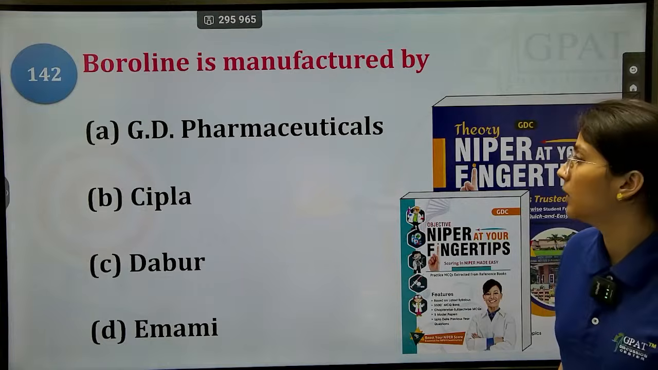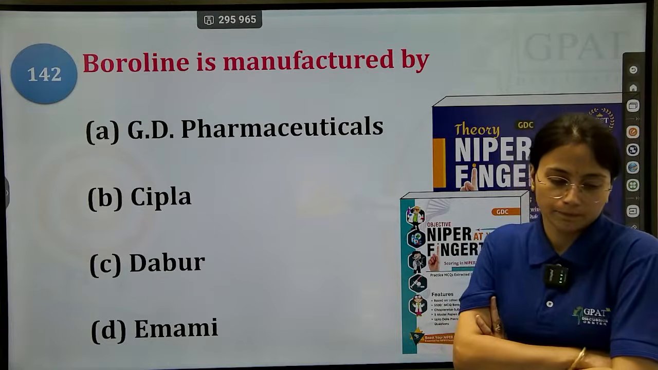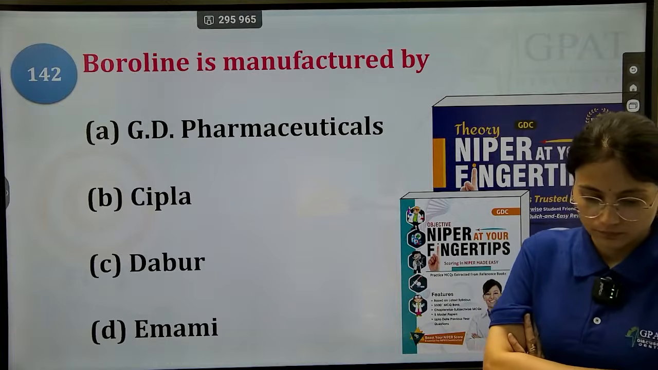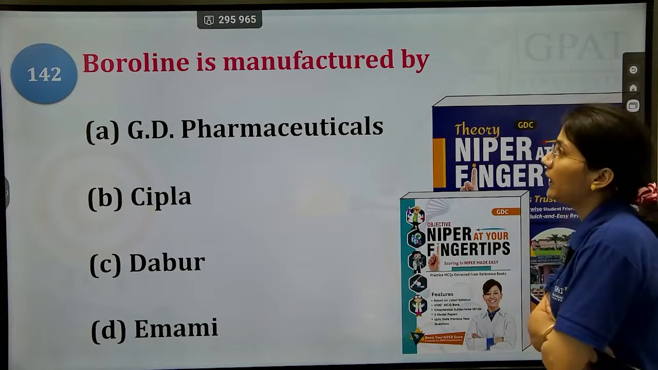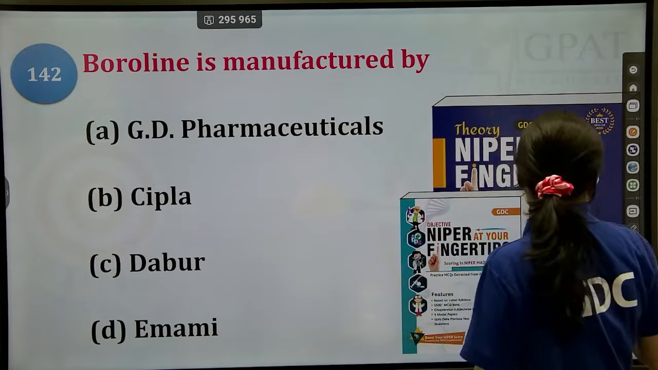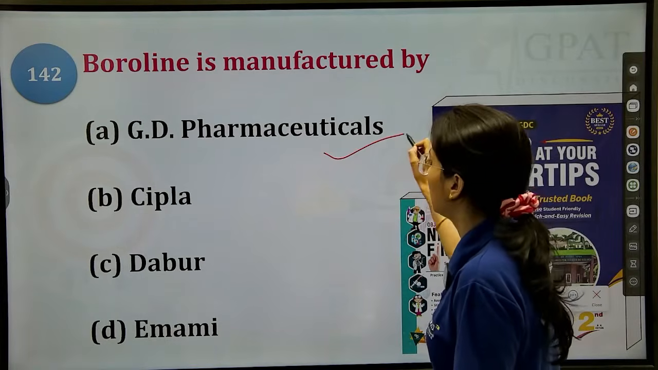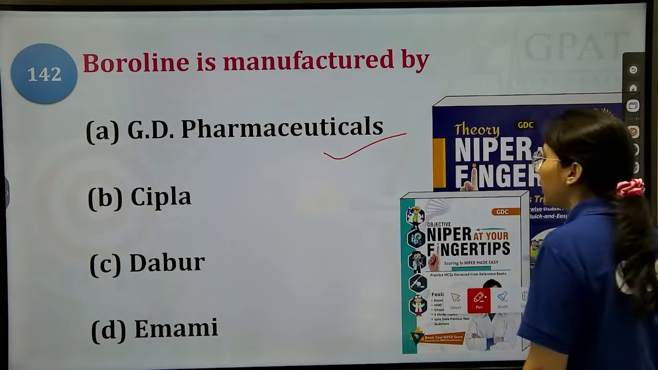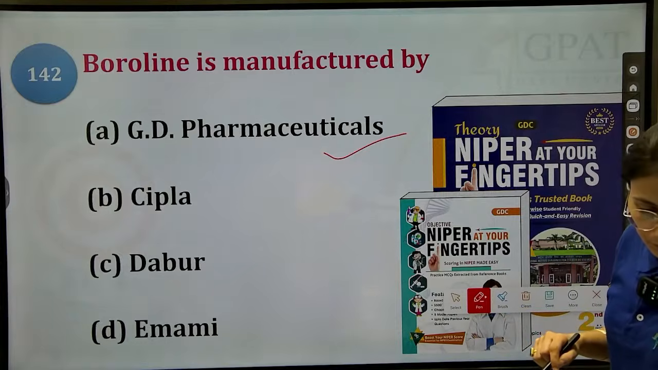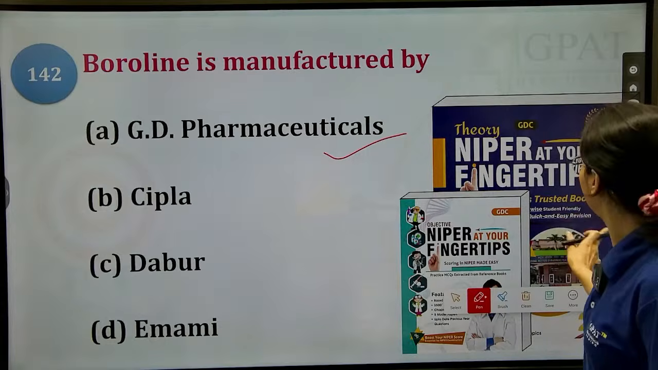By whom? Status World, Ishu, Vasundhara. Borolene is manufactured by GD Pharmaceuticals. So option A is correct. That is GD Pharmaceuticals who made Borolene. Yes, GD Pharma. Next.